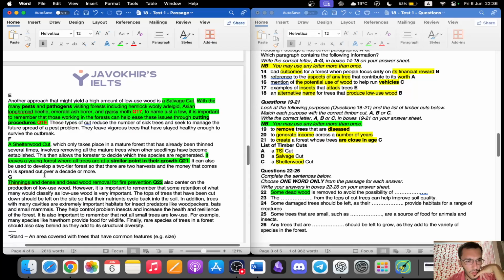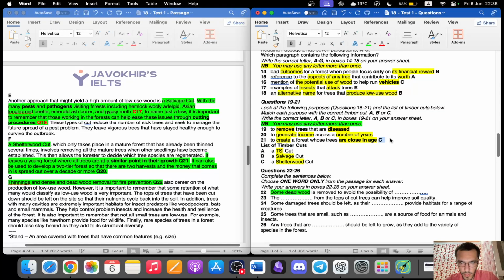So it can also be used to develop a two-tier forest so that there are two harvests and money that can. Okay, I am confused for one part because I think I skipped salvage cut because TCI cut didn't say anything with regards to that. So this is question number 20. A number of years means over a decade or more. Money that comes. This is the part. Number of years. This is again shelterwood.